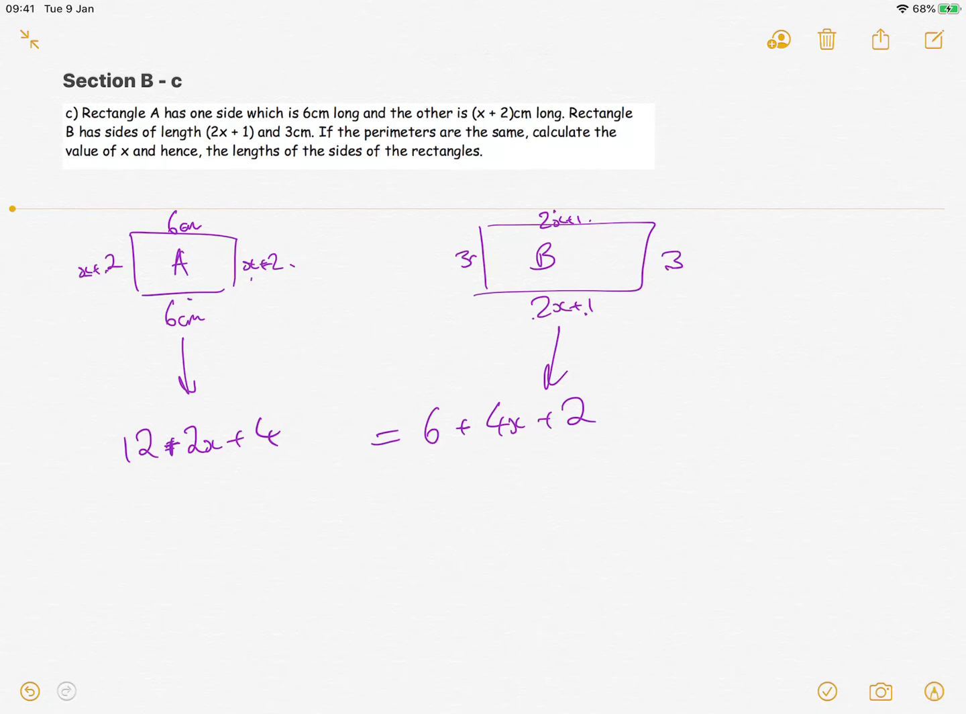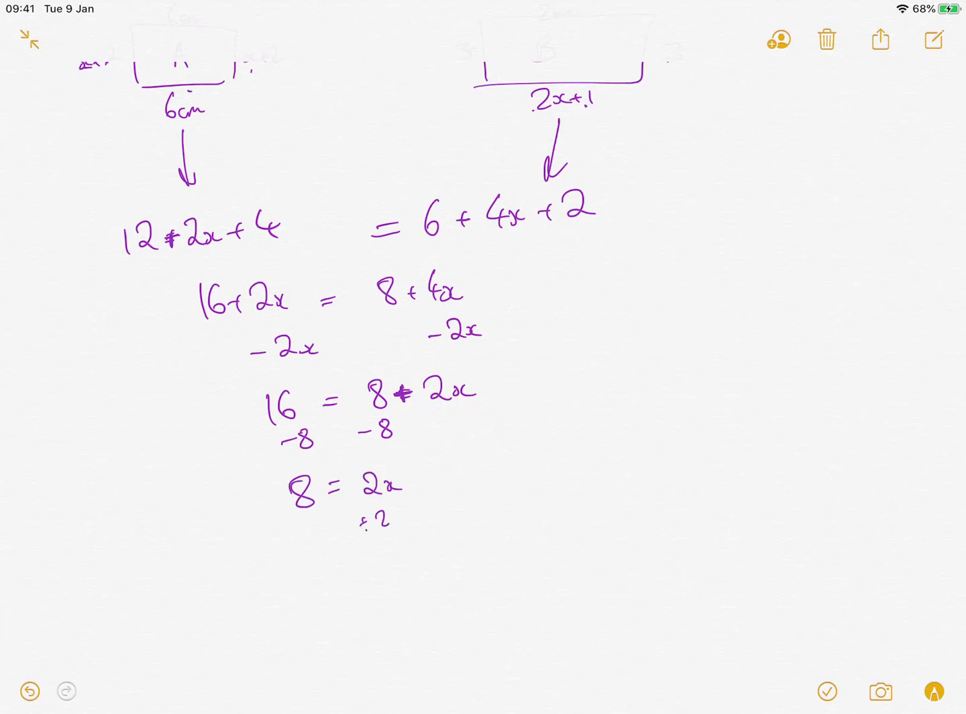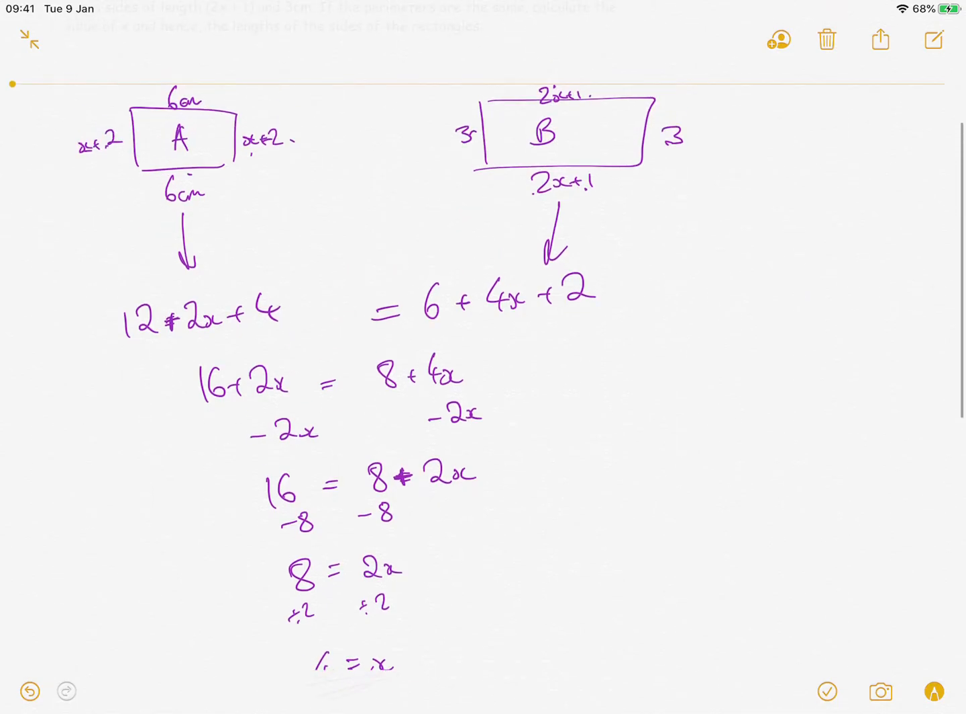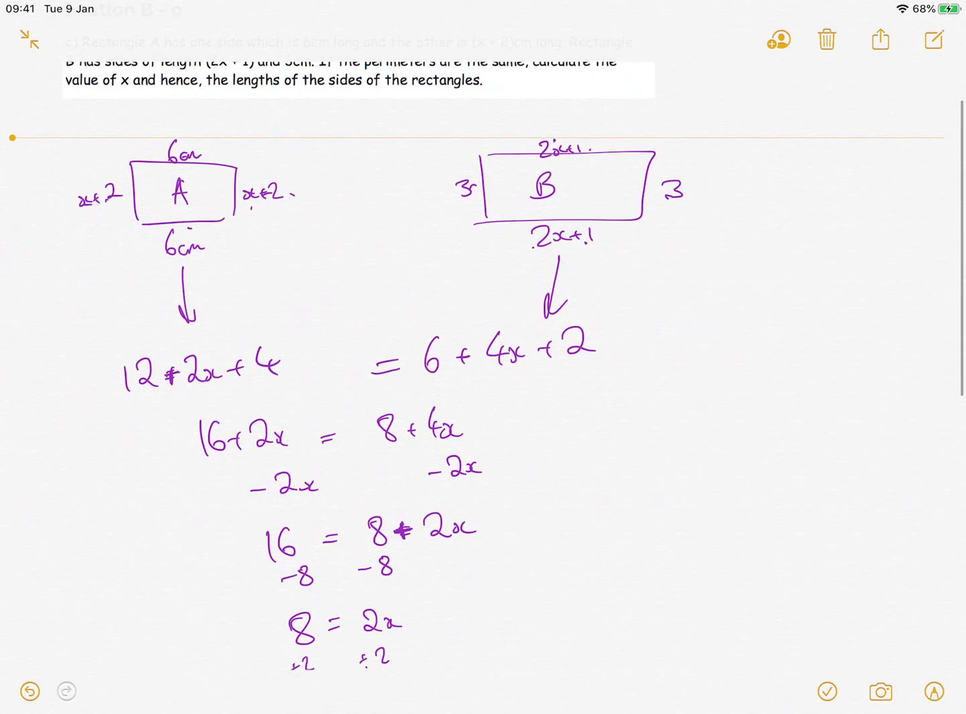Now let's collect some of these like terms, so that's 16 plus 2x equals 8 plus 4x. Let's keep the x coefficient positive, so let's take away 2x from both sides. Take away 8 from both sides, and then we've got 8 equals 2x. Divide by 2. So x must be 4. So what did the question say? Calculate the value of x, which we've got, and the lengths of the sides of the rectangle.